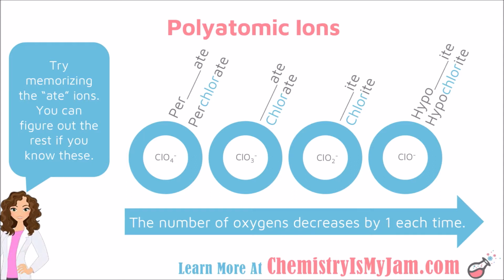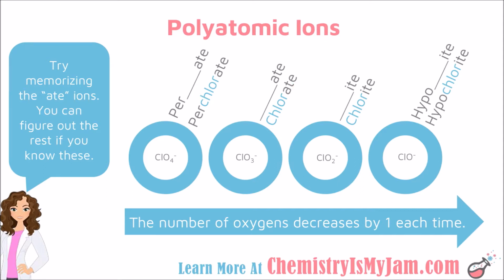Once you have memorized the ATE version of the ion, it's very easy to switch to the other versions of the polyatomic ion. So all of these are derivatives of the chlorate ion. Chlorate is ClO3, so it's 1 chlorine, 3 oxygens, and it has a charge of -1. You would need to memorize the ATE version of the ion.